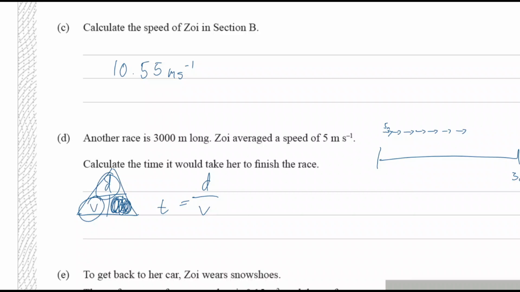So again, we're looking for time, we're using the speed, distance, time equation, and solving for time. Then substituting in what we know, distance of 3,000 meters, and a speed of 5 meters per second, which gives us 600 seconds. So a 10-minute race, so quite a bit longer.